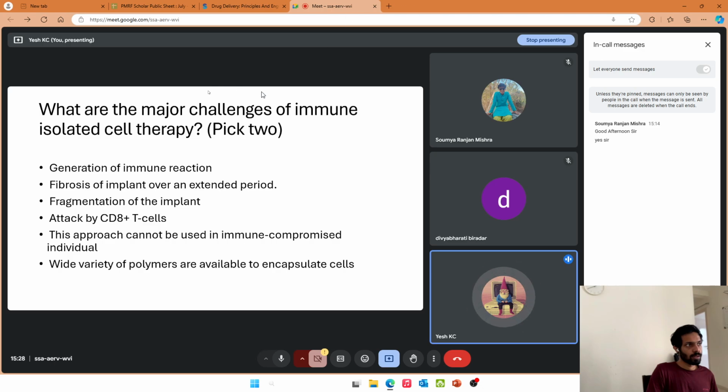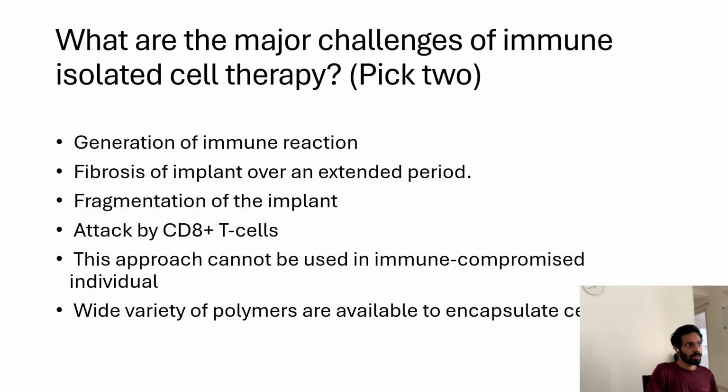So I would say, more than generating an immune reaction, these two are a big concern, because for the immune reaction, you're designing the polymer in such a way that it's not letting the cells and antibodies come in. But if there is fibrosis, the cells will die from starvation. And if there is fragmentation, you're breaking the implant, then that will also cause severe failure of the device, right? So those two would be the major concern.